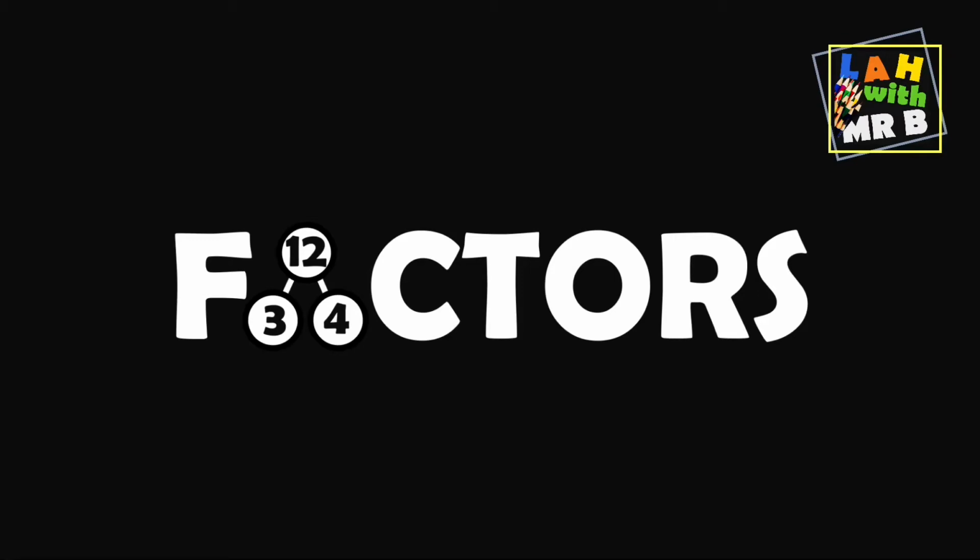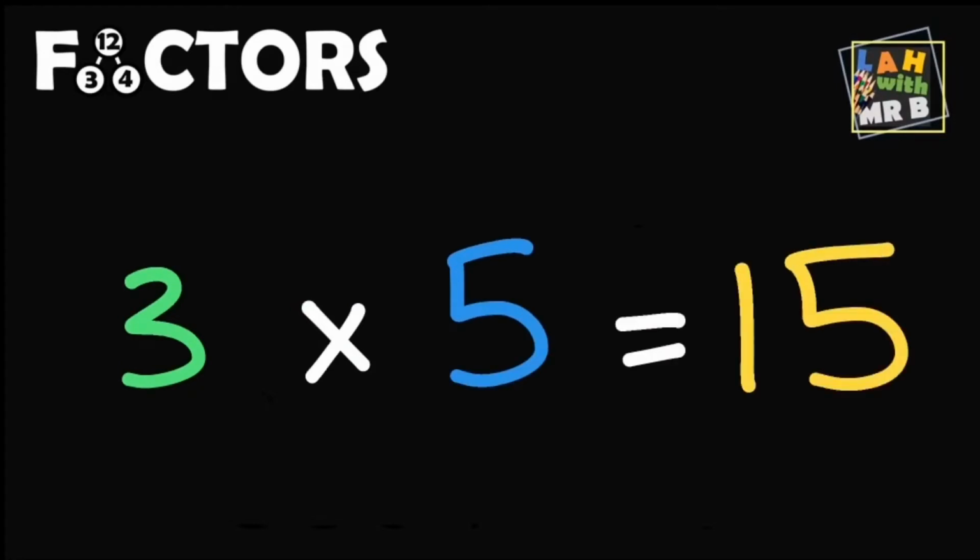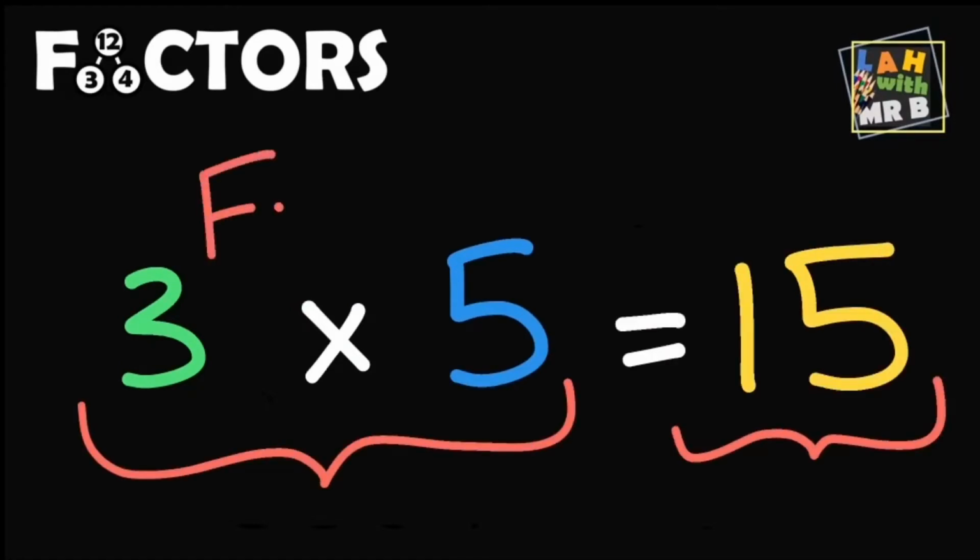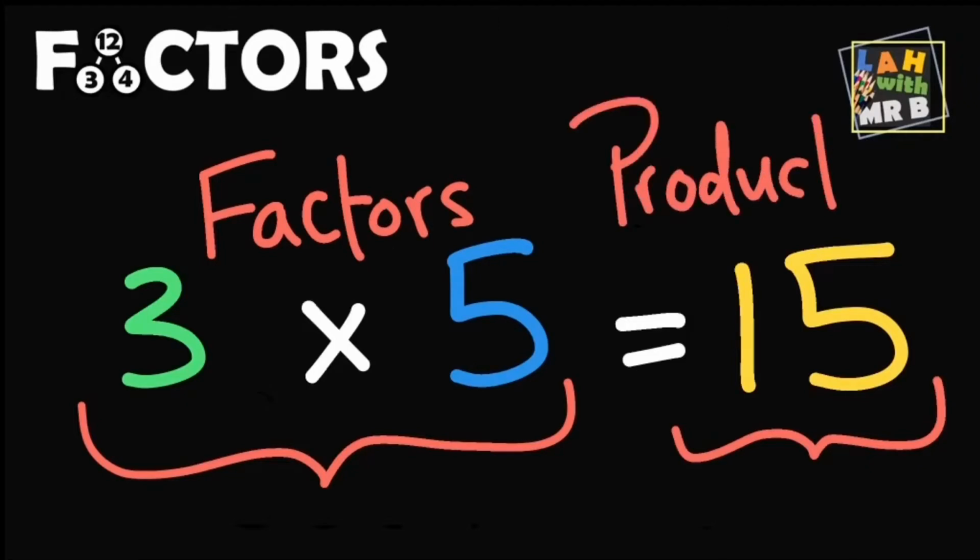Today we're looking at factors. What on earth is a factor? One explanation is that factors are numbers that you multiply together to get another number. When you times 3 and 5, you get 15, which we call the product. 3 and 5 are the factors. If you're thinking that just confused me even more, don't worry, let's see what that looks like.